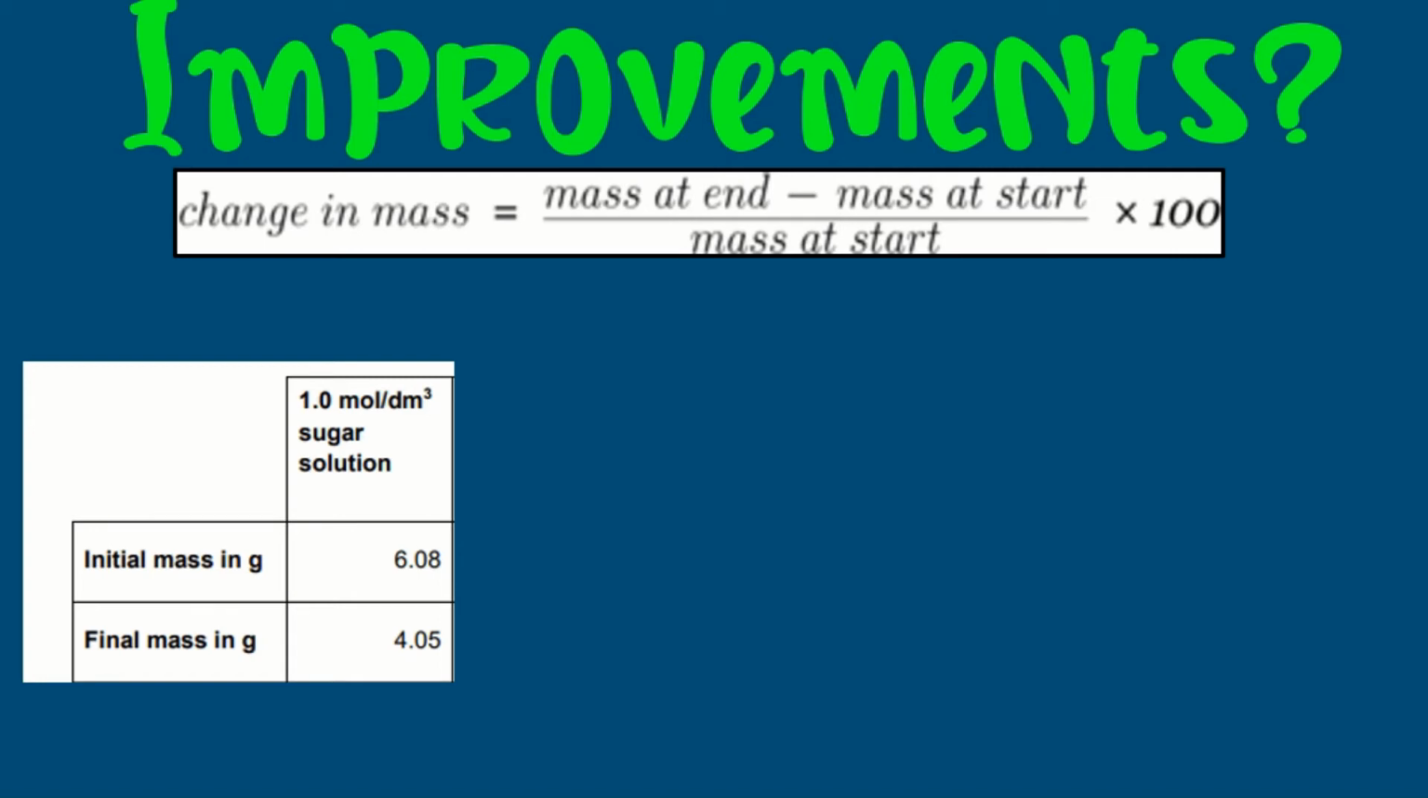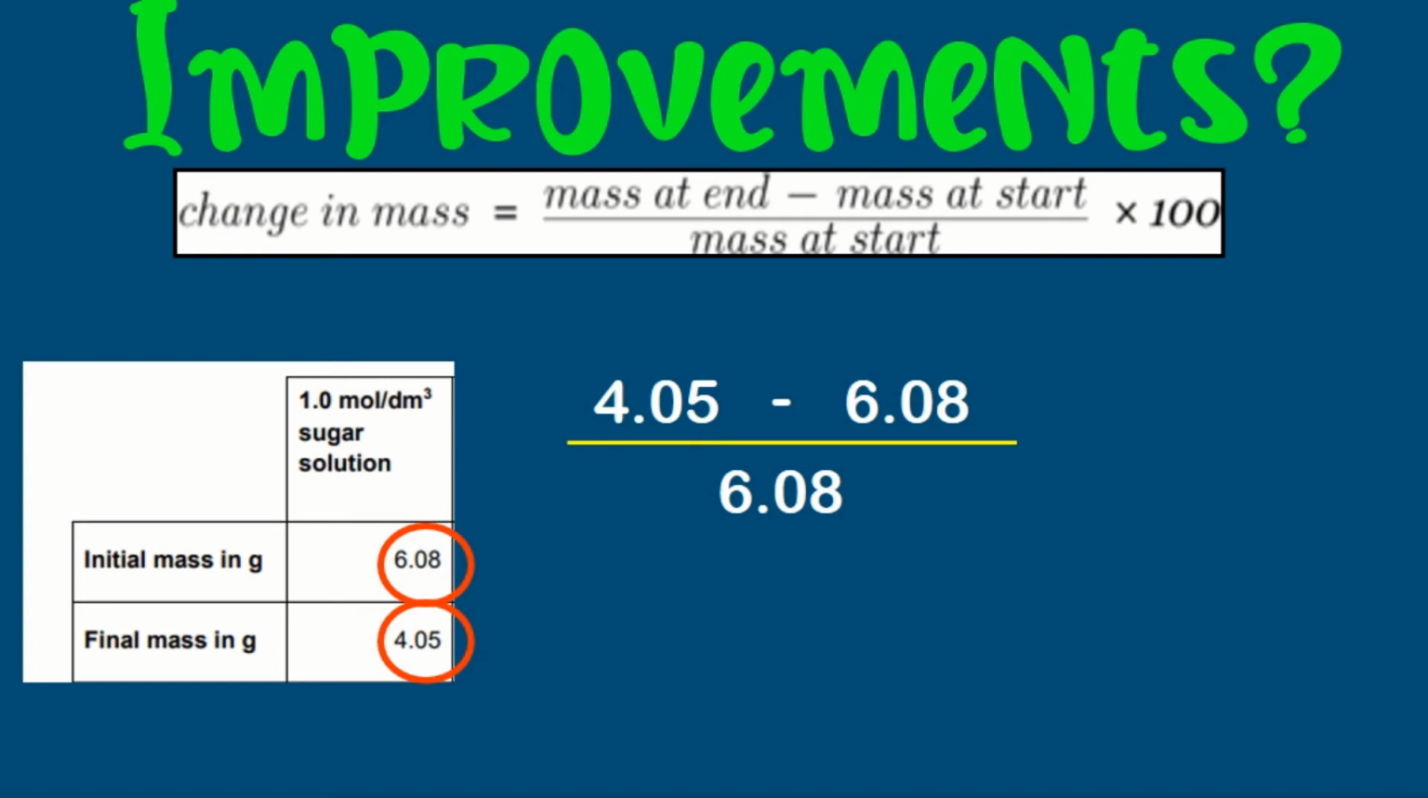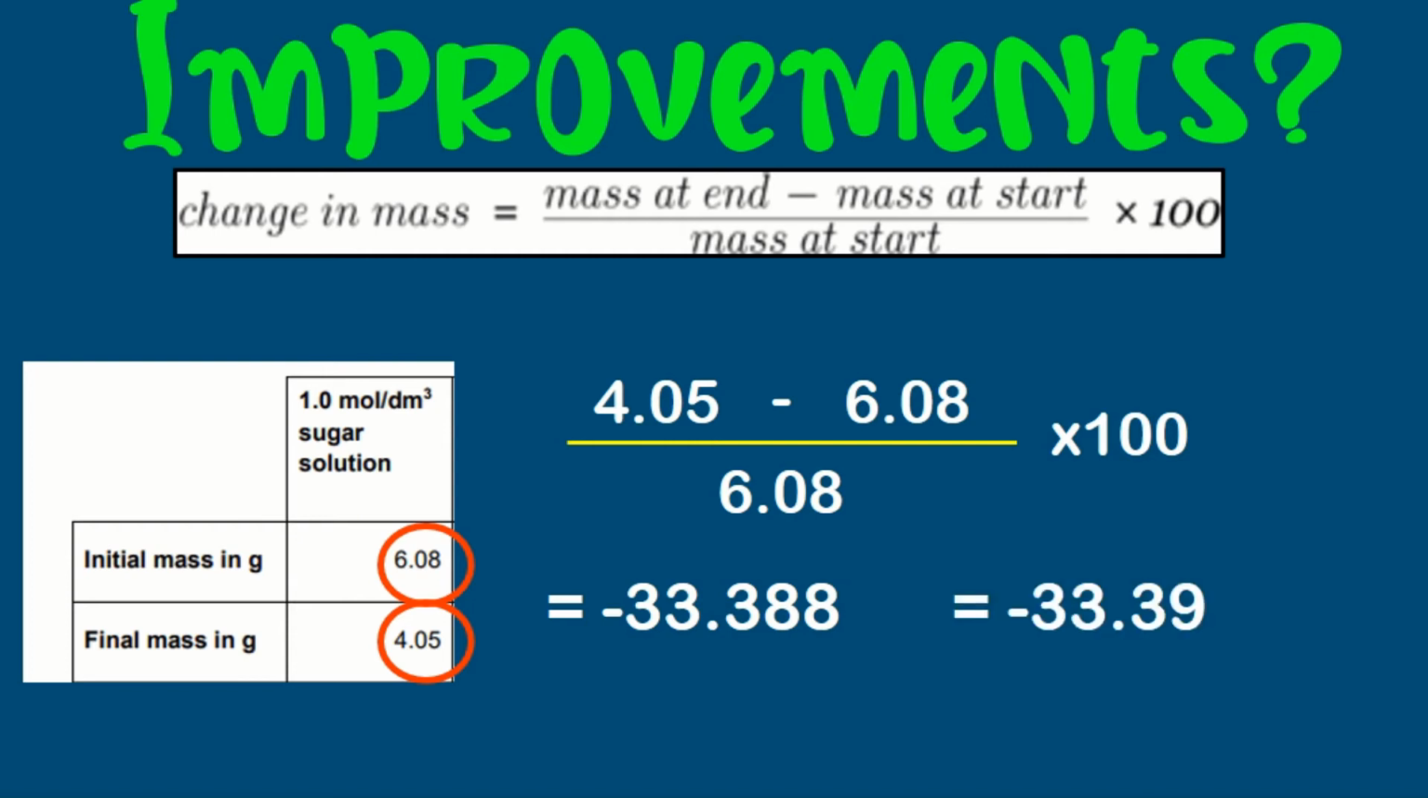You take the mass at the end, which is 4.05, you minus the mass at the start, which is 6.08, and then you just divide it by the mass at the start, which I told you was 6.08. So you have a calculator, you just put these numbers in, you times it by 100 and you'll see a number like this. So it's the losing mass, so it's negative 33.388. But because I've only used 2 decimal places elsewhere in the equation, I'm going to change that to 2 decimal places here as well.